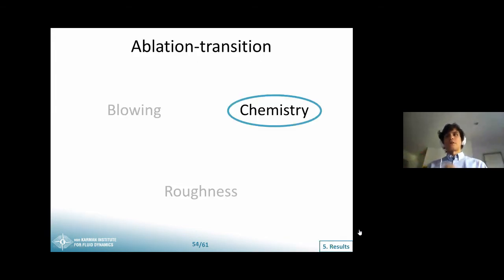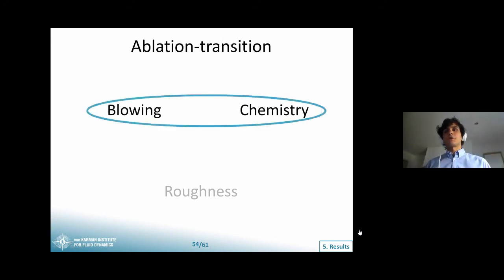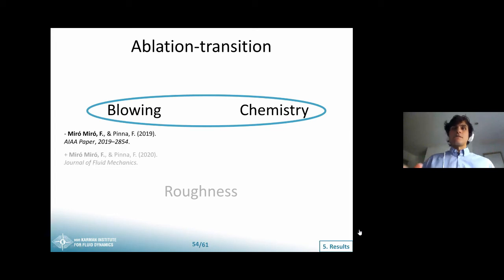Okay, so that was on the isolated effect of chemistry. The last part of our work was looking at both blowing and chemistry together when induced by an ablating graphite sample. So this is the work that we presented at the Aviation conference last year. And again, an extended, more thorough investigation is currently under review at the Journal of Fluid Mechanics.